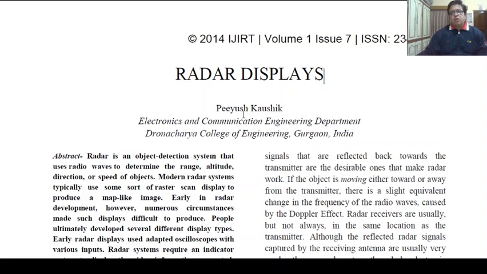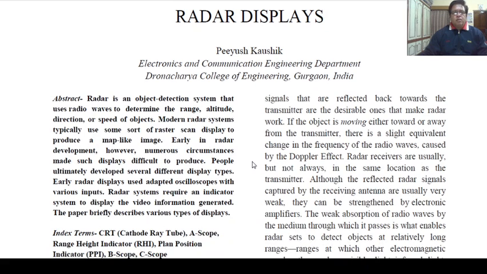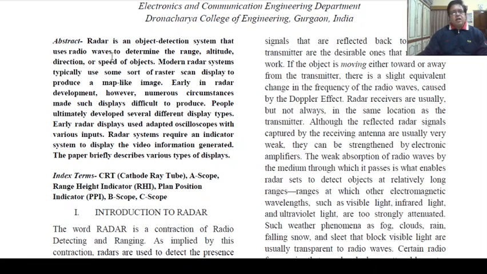Radar Displays by Piyush Kaushik in IJIRT. It is a simple journal, but our main aim is the criteria of this article, that it fulfills your syllabus requirements. What is radar? Radar is an object detection system that uses radio waves to determine the range, altitude, direction or speed of objects. It can determine range, altitude, direction or speed of objects.